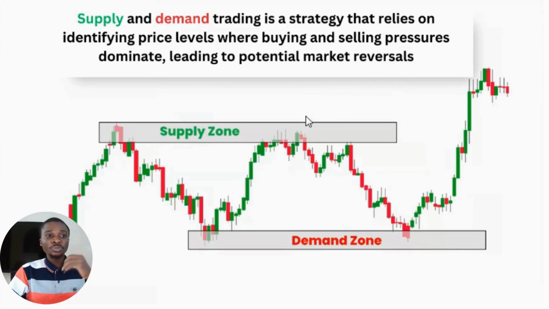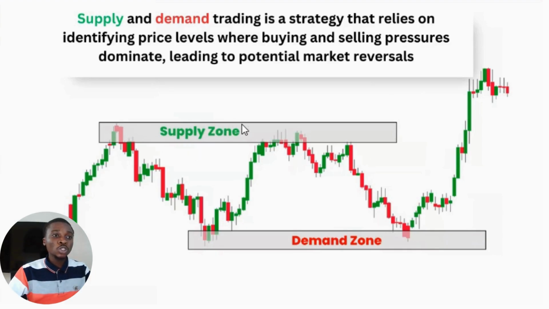Now if you take a look at this supply zone and this demand zone, you can see that right at the point where price reverses, where buyers' pressure is much, is the demand zone, and right at the top where sellers' pressure is much is the supply zone.